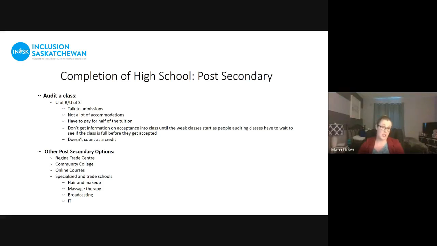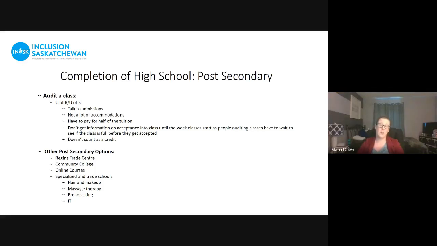You have to pay half of the tuition. So that's the requirement. You don't get information on the acceptance until pretty well after the classes have started. So it's usually the week before school starts, or the week of, which is a little rush for people. But if you have support pre-set up, it works just fine. They want to make sure that the people who've paid for full classes get in first. And then if there's some room, then students that want to audit can come in. And it doesn't count as a credit.